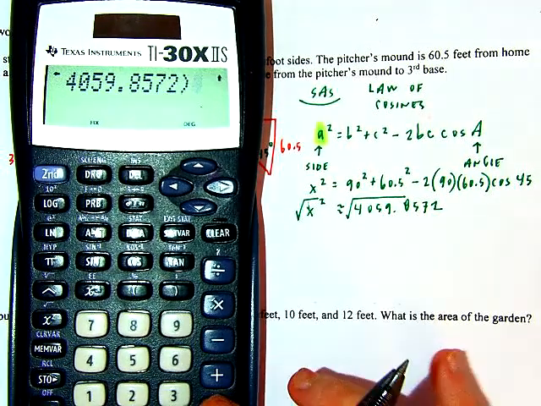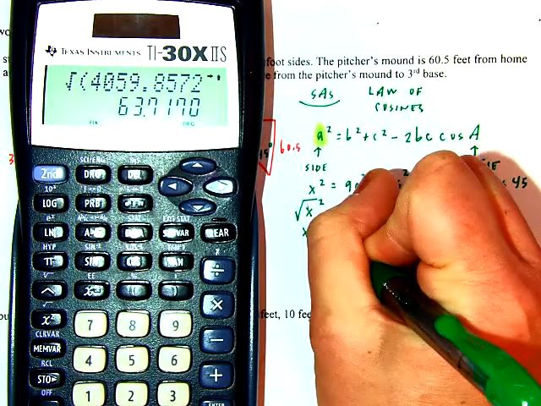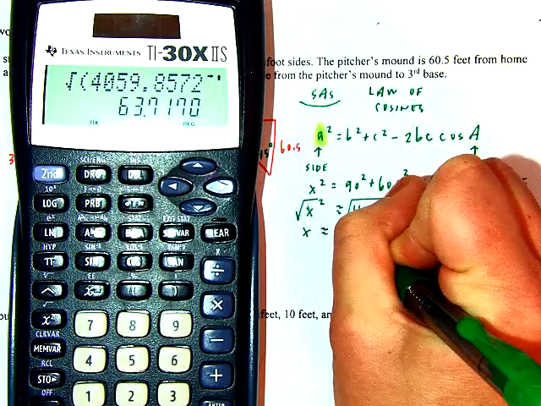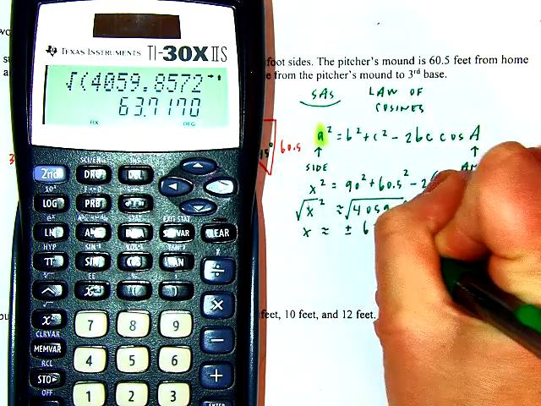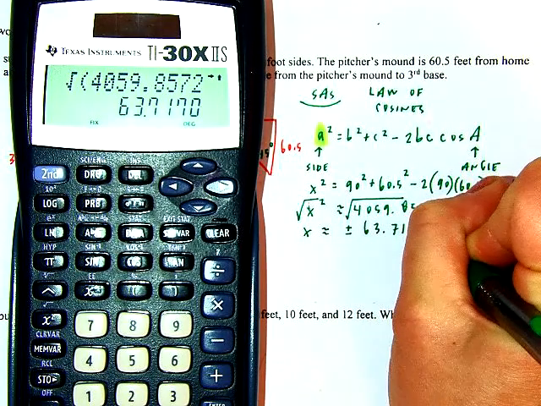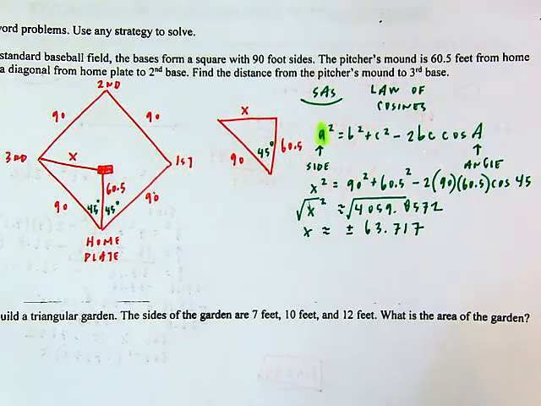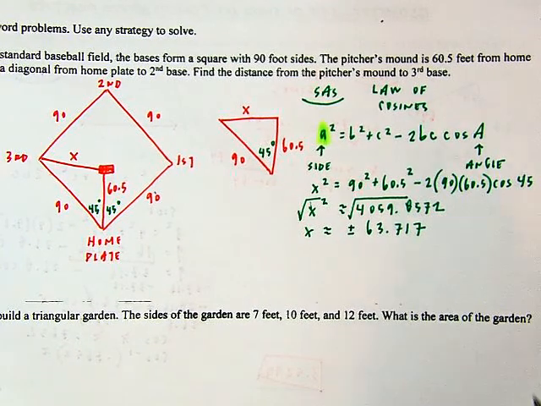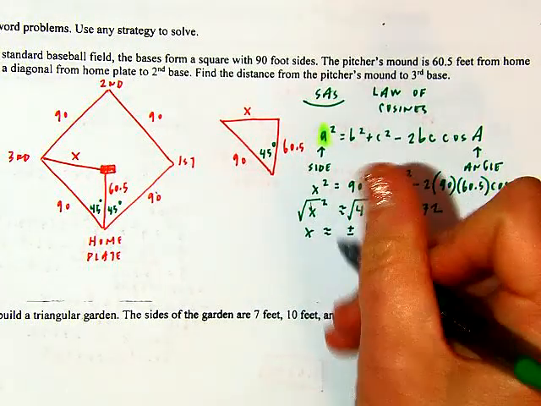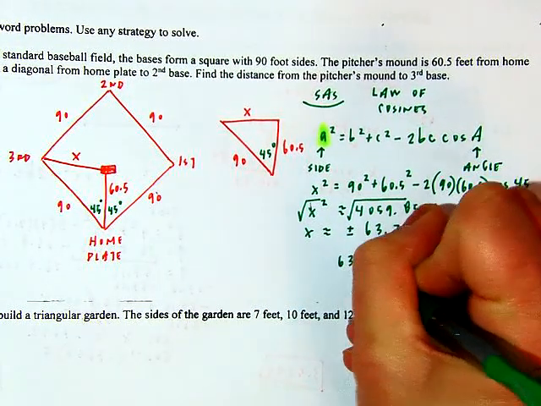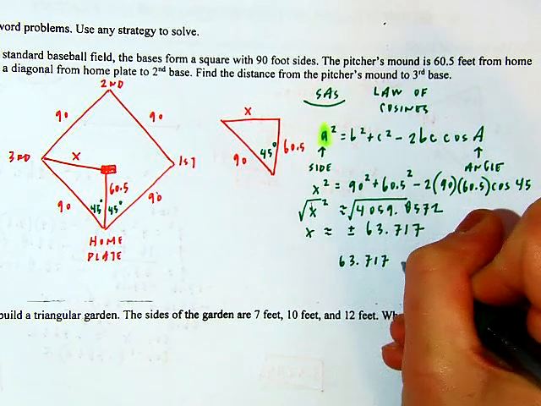4,059.8572. I know that technically, algebraically, that's giving me a plus or minus 63.717, but I can only take the positive because I'm looking at an actual distance from the pitcher's mound to third base. So I would get my final answer as about 63.717 feet.